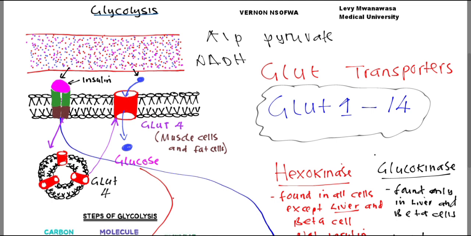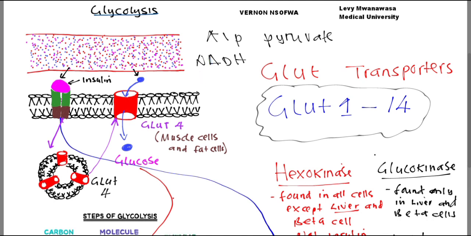So first of all, we need to understand what glycolysis is. Glycolysis can be simply defined as the breakdown of glucose in order to produce a molecule that we call ATP. What else are we producing in glycolysis? The other reason we're having glycolysis is to produce pyruvate. So we are producing ATP and pyruvate as well as NADH. Glycolysis can be defined as the breakdown of glucose in order to produce ATP, pyruvate, and NADH.